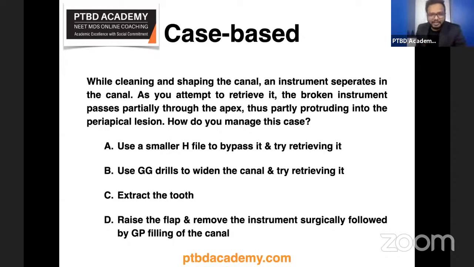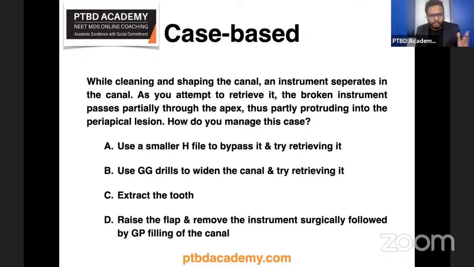While cleaning and shaping the canal, an instrument separates in the canal. As you attempt to retrieve it, the broken instrument passes partially through the apex, thus partly protruding into the periapical lesion. How do you manage this case?